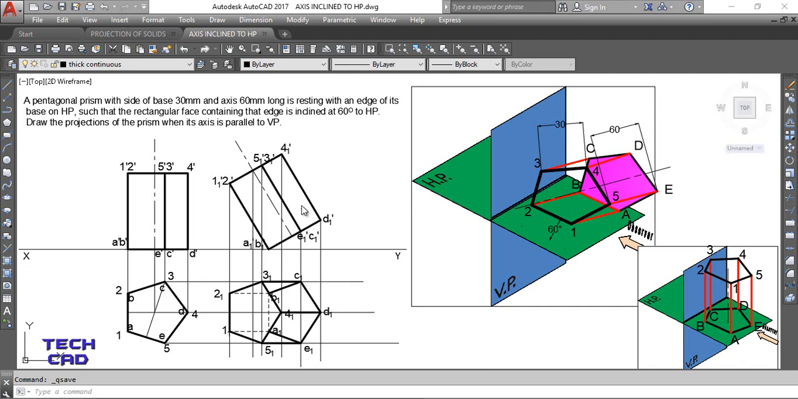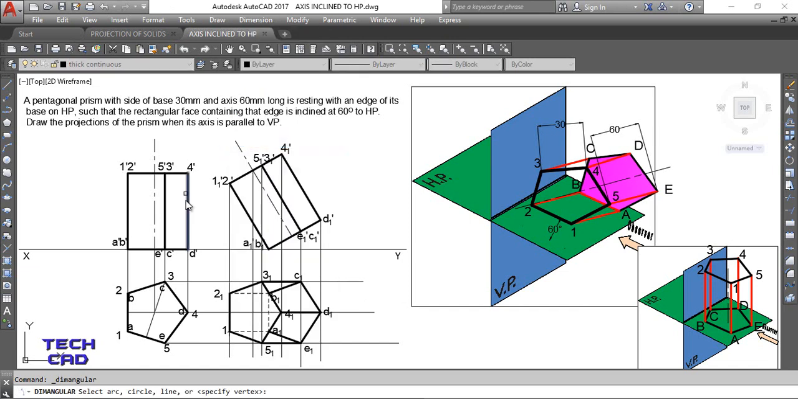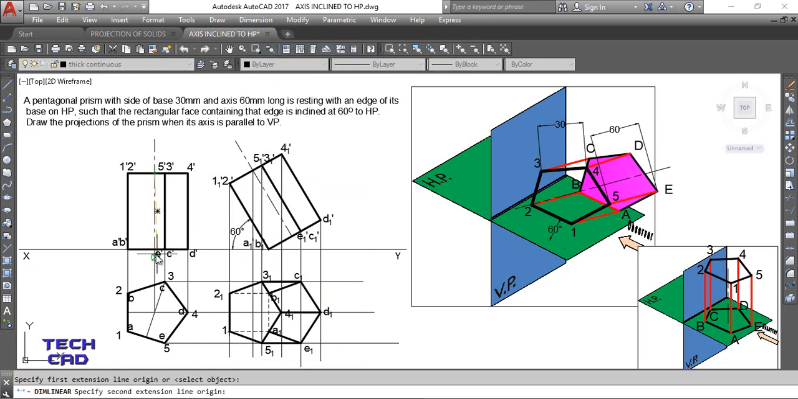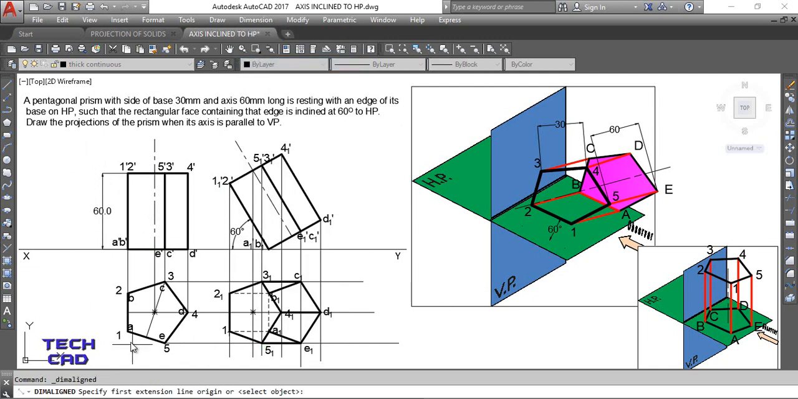One more thing, I'm left only with the dimensions. You're going to take the dimensions now. So take angular dimension. You know that this one and this one should be 60 degrees. And one more dimension, that is the linear dimension of the axis over here. So this is 60 mm, and again take a dimension, this one and this one, that is 30. All things have been done now.